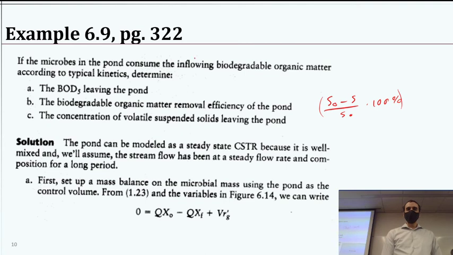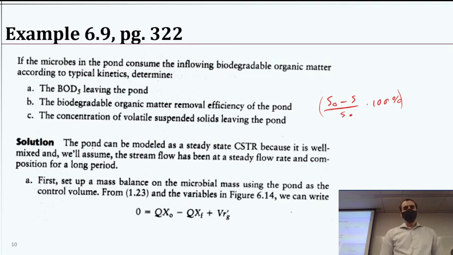Now, the first thing you might be thinking is we have S and X. That's two different things that are varying in here that we are doing mass balances on. So that's important.